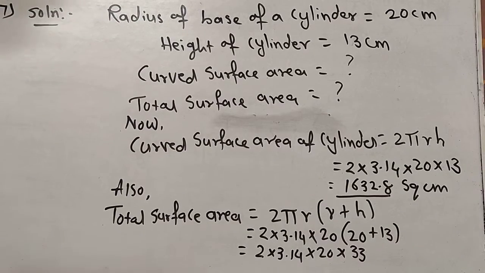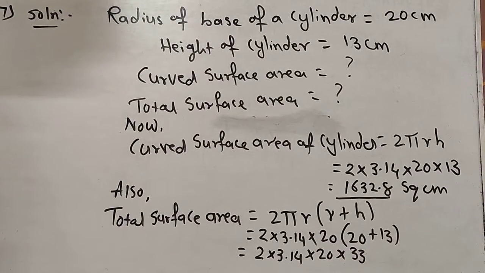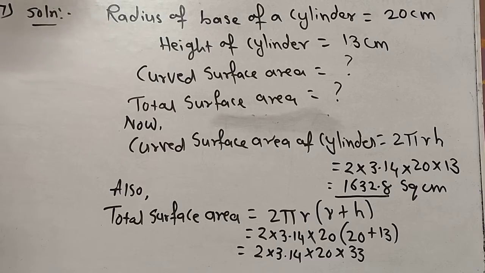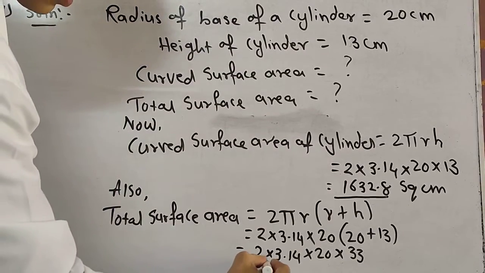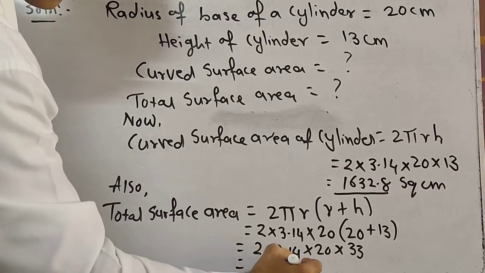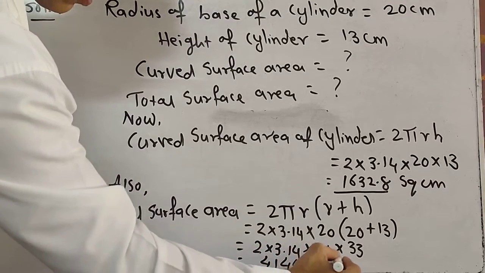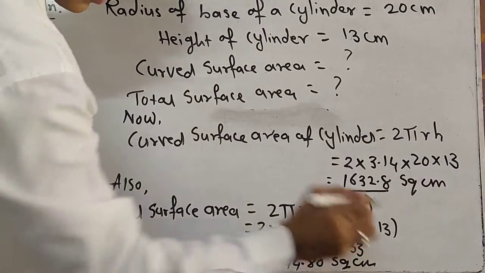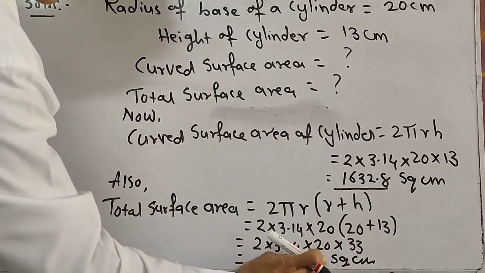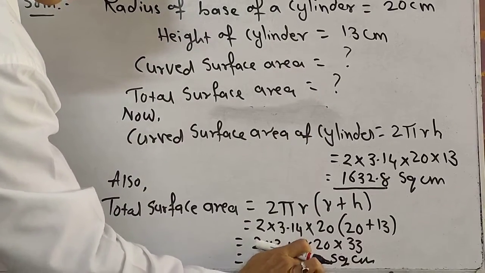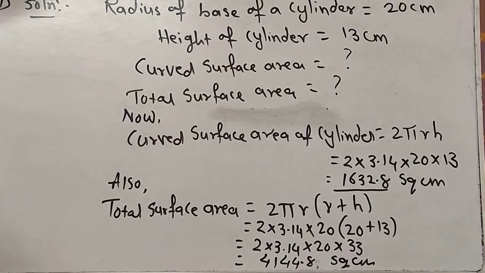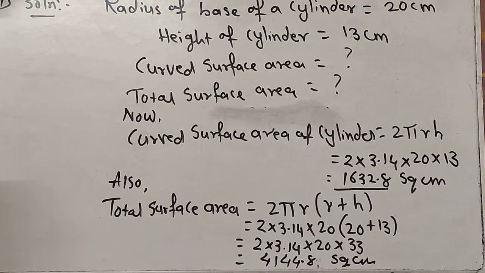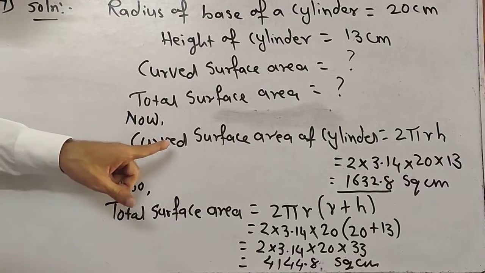So you will multiply all of it. When you multiply all the numbers, you will get 4144.8, or 4144.80 square centimeter. If you do not write 0, it's also okay. 4144.8 square centimeter. So very easily you are getting the answer by using the formula itself.